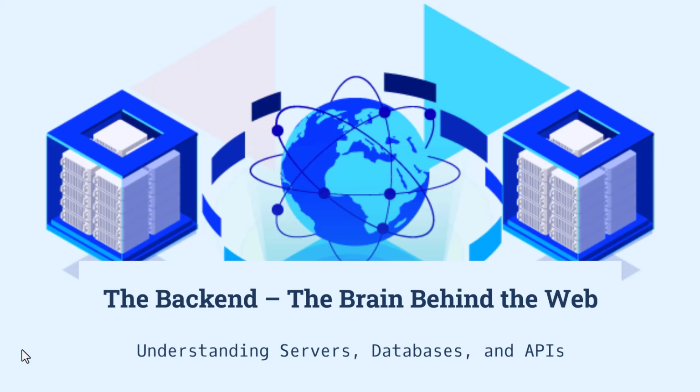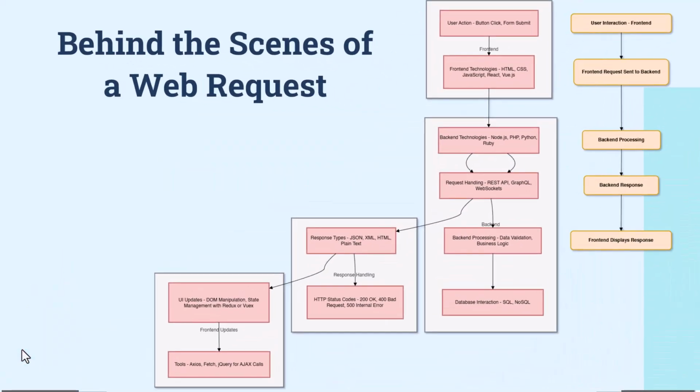Today, we'll dive into the backend, the brain behind the web that powers the functionality of websites and applications. When you interact with a website, there's a lot happening behind the scenes. The backend server processes your requests, interacts with databases, and sends data back to the front end to display.